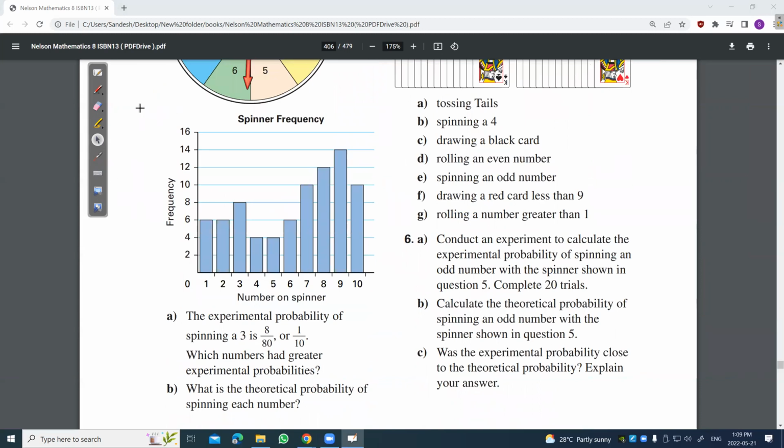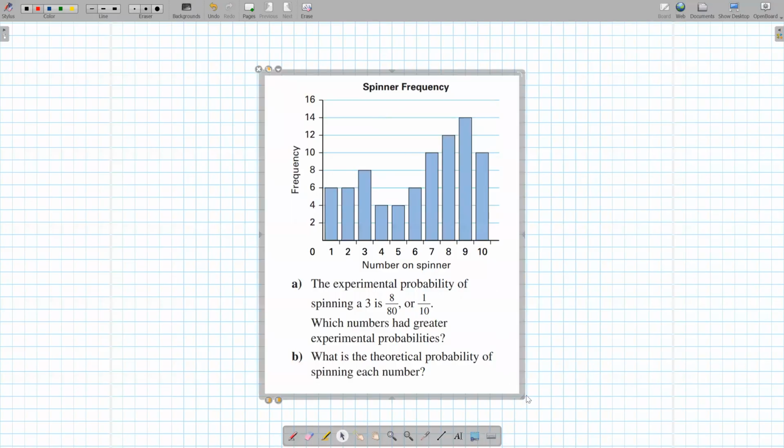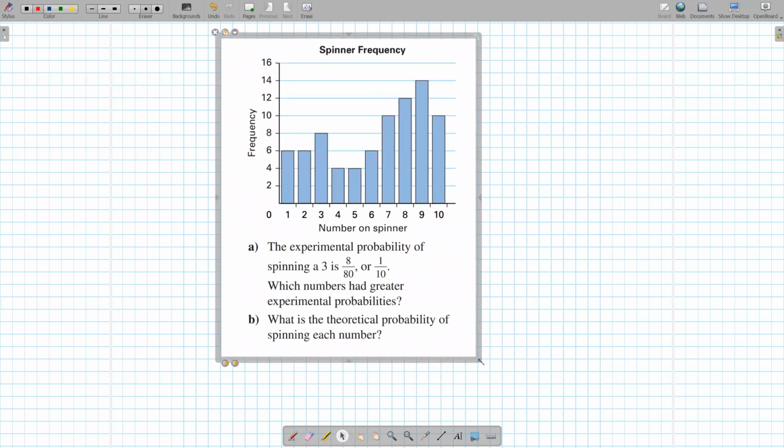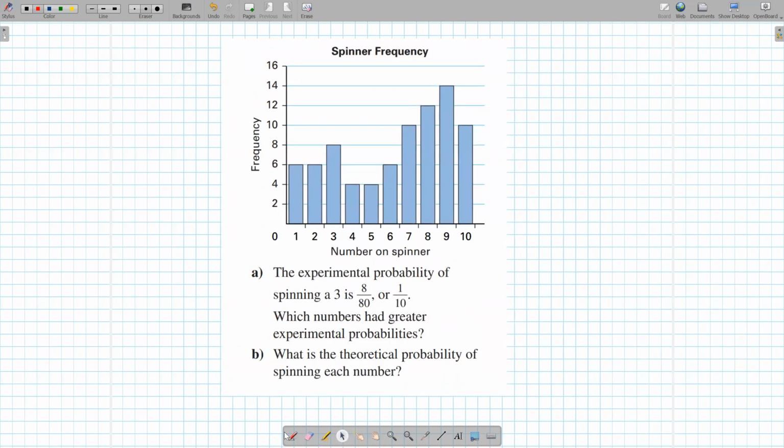But the experimental probability this person recorded doesn't look like it's the same. It's pretty different, right? 9 had the highest number of occurrences at 14. So these would be the experimental probabilities. Let's look at the questions. The experimental probability of spinning a 3 is 8 out of 10 or 1 out of 10. Which numbers had greater experimental probabilities? 9. Yeah, 9 is one of them.